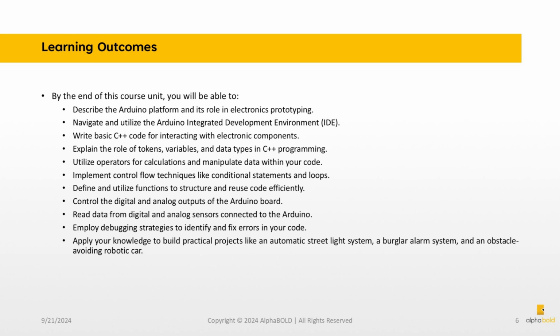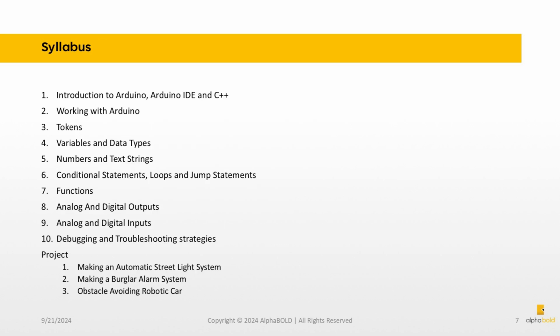Define and utilize functions to structure and reuse code efficiently. Control the digital and analog outputs of the Arduino board. Read data from digital and analog sensors connected to the Arduino. Employ debugging strategies to identify and fix errors in your code. Apply your knowledge to build practical projects like an automatic street light system, a burglar alarm system, and an obstacle-avoiding robotic car.